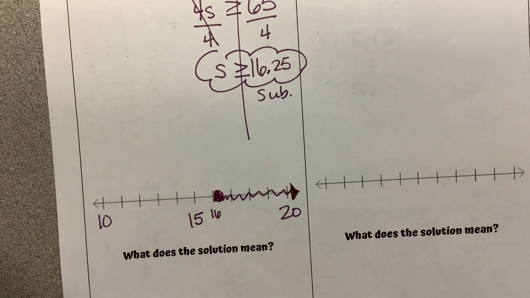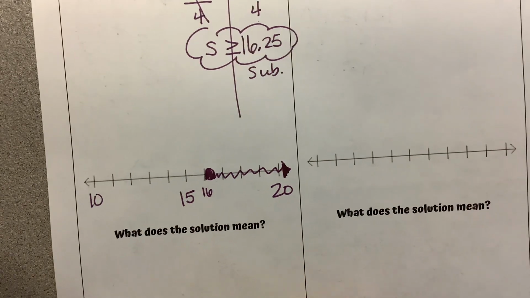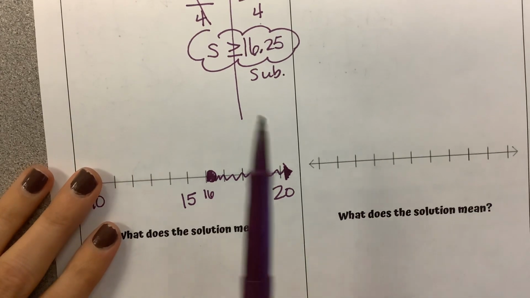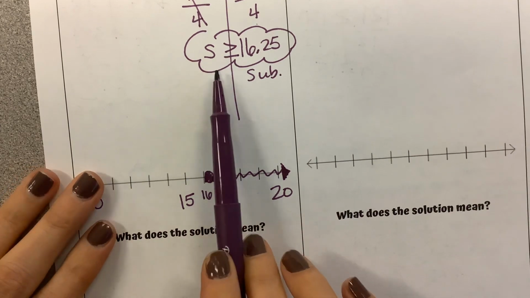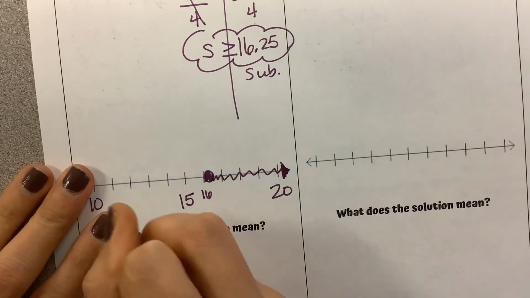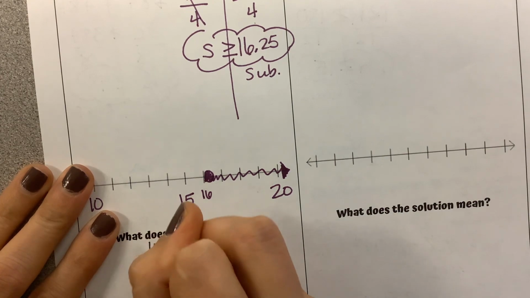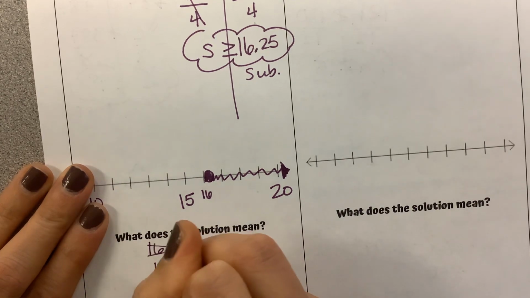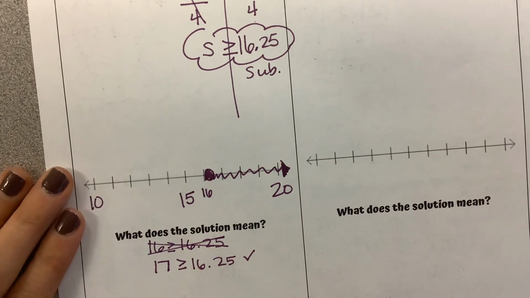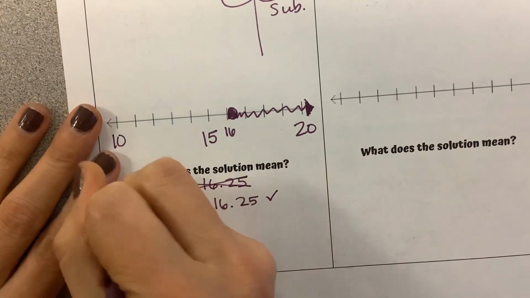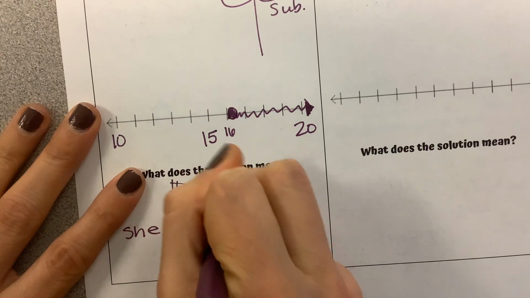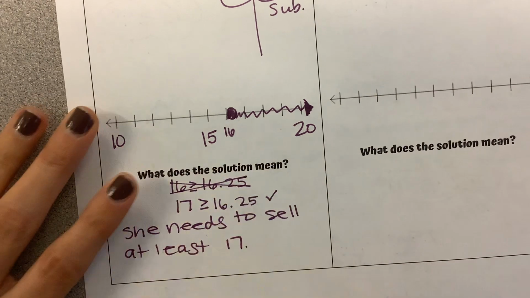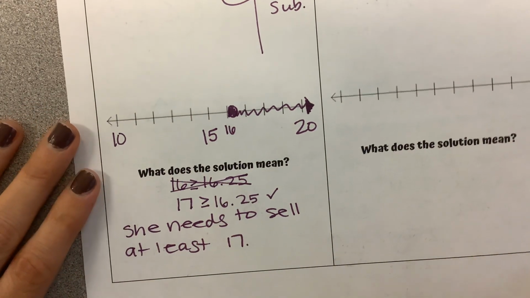But in reality, am I going to be able to sell 0.25 of a subscription? No. So what we have to think about is, if we need it to be greater than or equal to 16.25, is 16 greater than or equal to 16.25? No. That means we have to round up to 17 because 17 is the first whole number that is greater than 16.25. So what that means is she needs to sell at least 17. Because 16 would not get her to the amount that she wants.